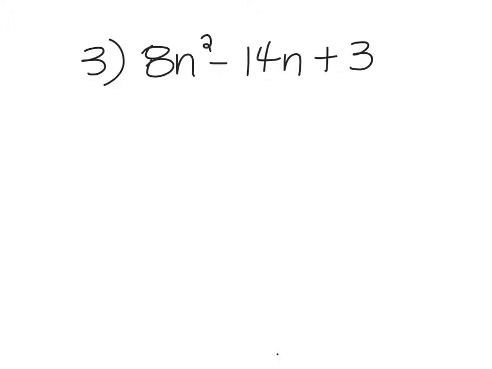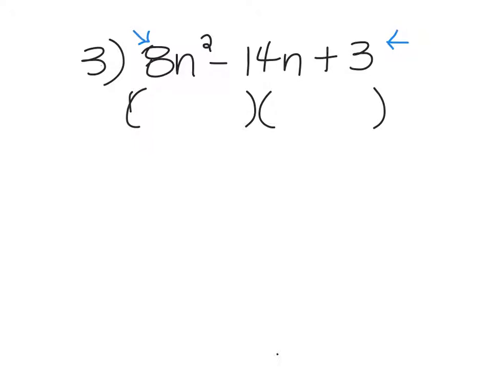All right, number 3, 8n squared minus 14n plus 3. When I look at this, I always have to check for any common factors. They do not have anything in common, so I'm going to go ahead and split these up into my binomial factors. Now this one's a little bit different because I have a coefficient here of 8. So I'm going to have to think of not only factoring the 3 over here, factors of 3, but also those factors of 8. It's going to kind of mess with me a little bit. So factors of 8 are 8 and 1 and 4 and 2.